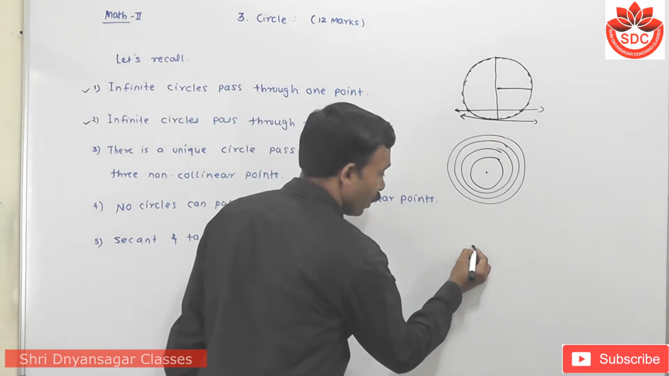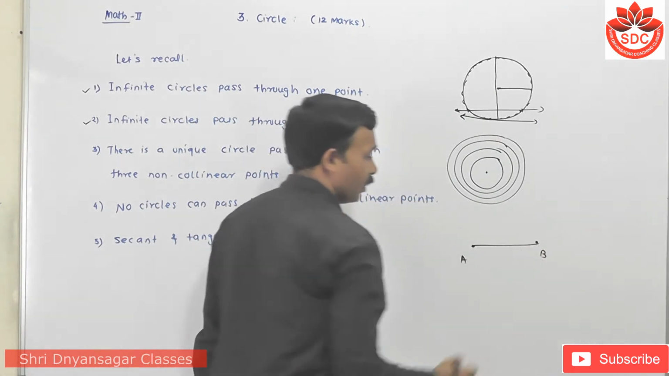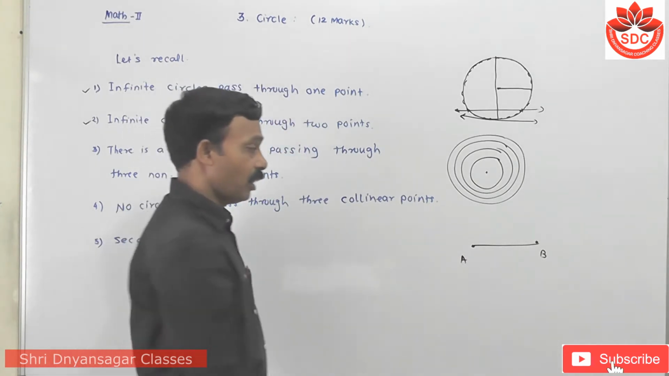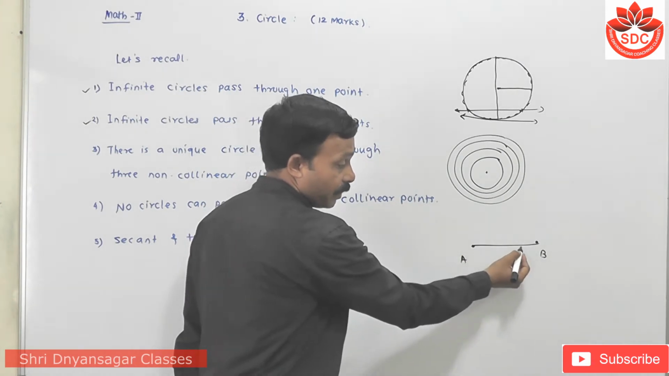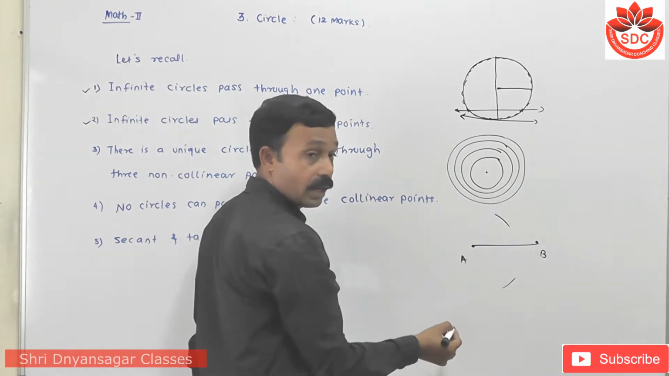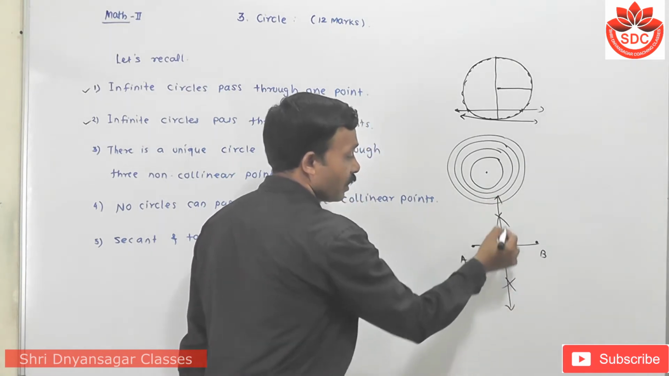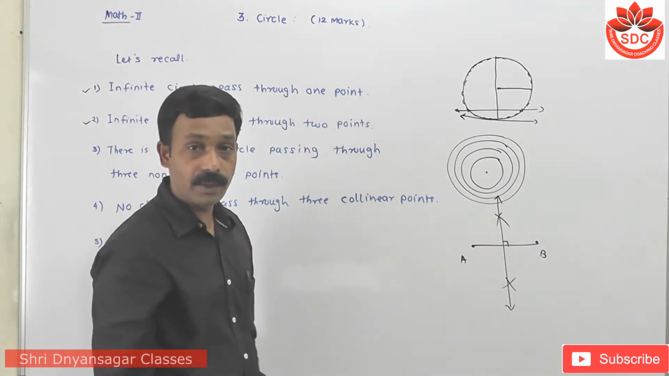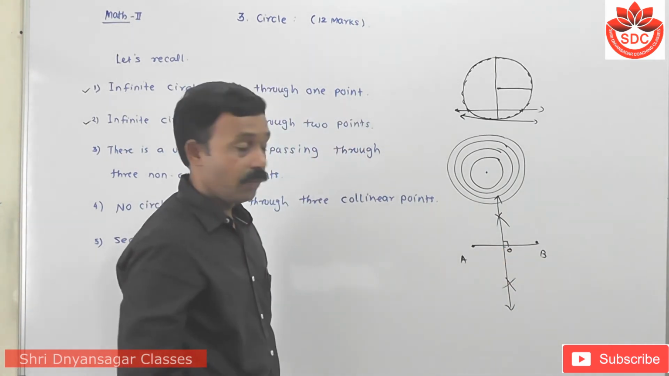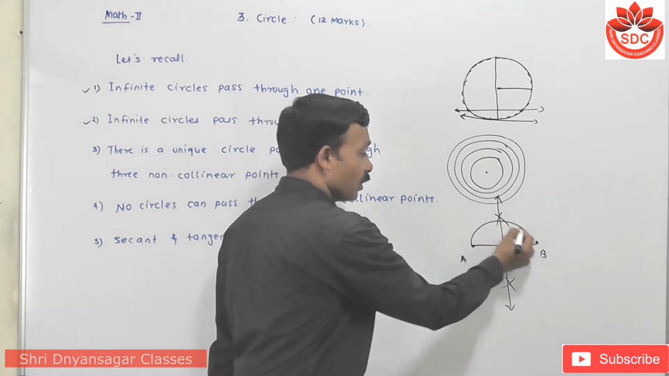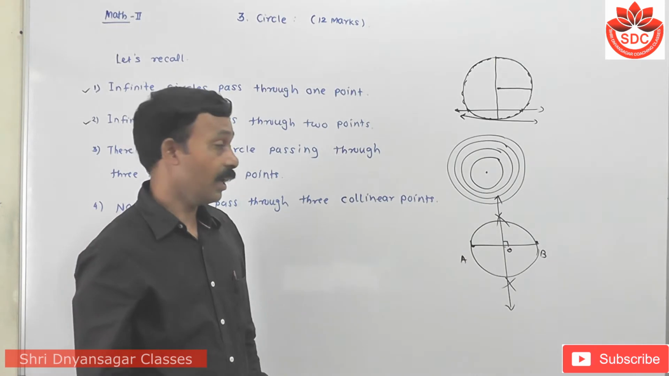The second one is that infinite circles pass through 2 points. Suppose we take 2 points A and B, then join the segment AB. Draw the perpendicular bisector; all of you know how to draw it. Place the point of the compass here, take more than half the distance, draw 1 arc above and below, again place it at the other end and intersect these arcs. Then this is the perpendicular bisector of the segment AB. This is the midpoint of the segment AB. Suppose this point is O. We take the distance OA and draw the circle.